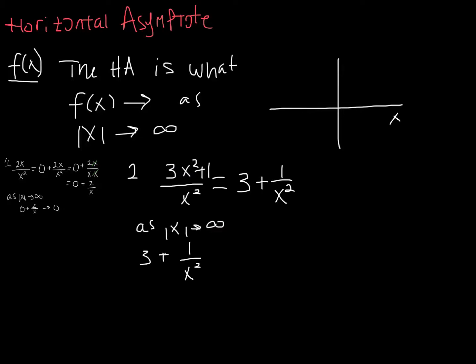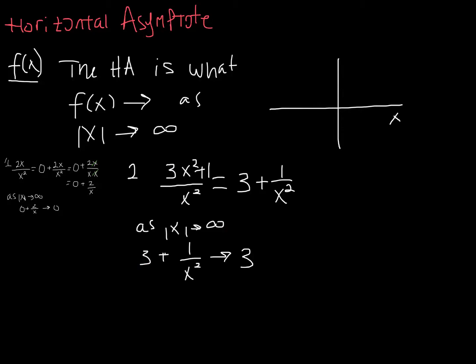What happens as x gets bigger and bigger and bigger? Well, this 3 will always be 3, right? There's nothing that's going to change there. But as x approaches infinity, 1 over x squared, 1 over something really, really large squared, is going to get closer and closer to 0. So as x approaches infinity, this function is just going to get closer and closer to 3. And so the horizontal asymptote would be y equals 3.